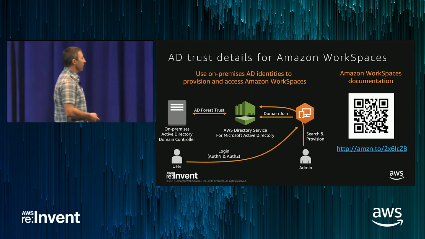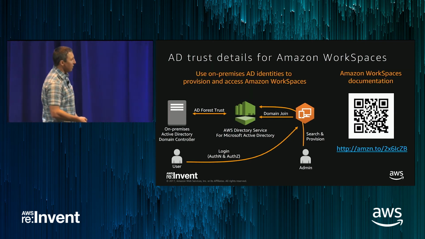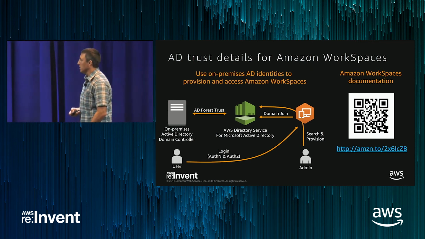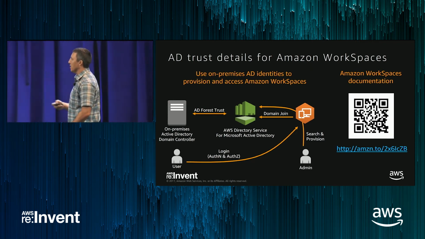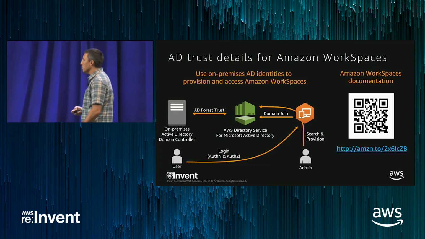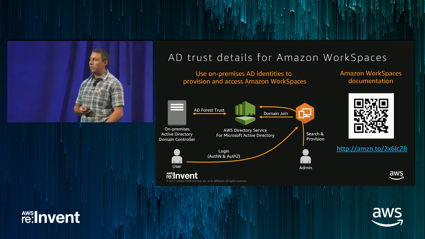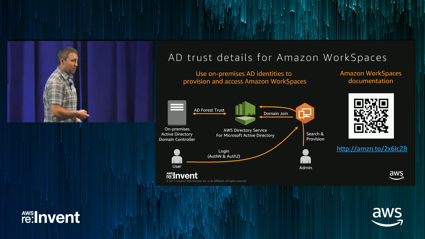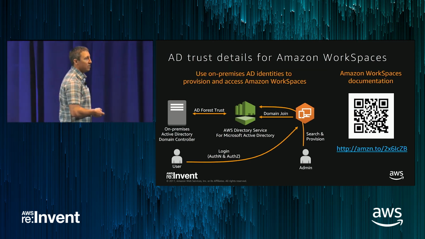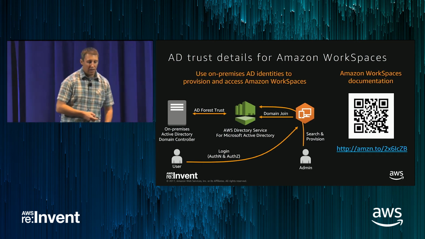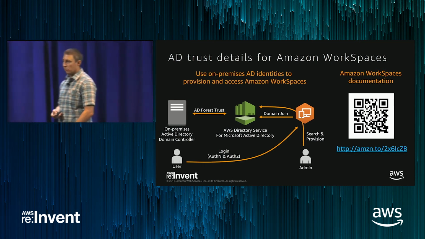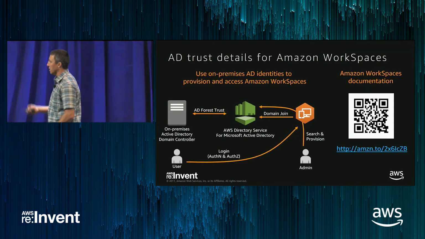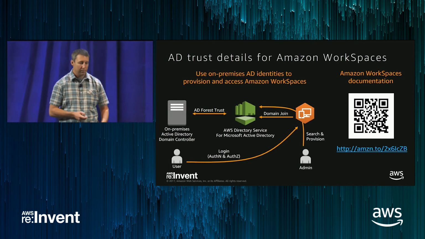The other use case, to quickly cover it, the one that I've highlighted here, is around WorkSpaces. Here the flow is a little bit different. It's using the same basic trust mechanism, but here the administrator is going to use that trust mechanism to search and provision the backend directory for the users that he or she wants to provision WorkSpaces for. And then at runtime, the user will authenticate with their corporate credentials up into WorkSpaces directly using that same federation bridge.